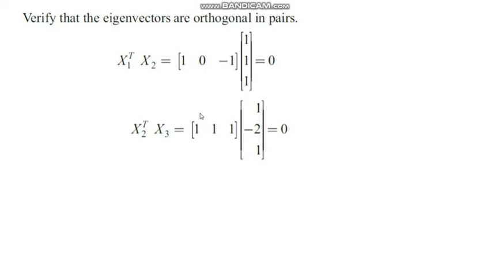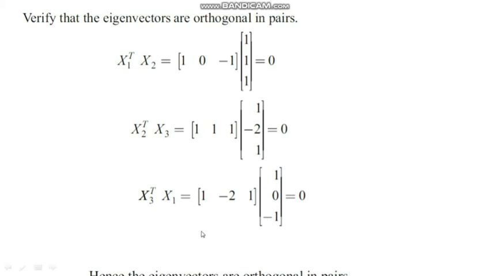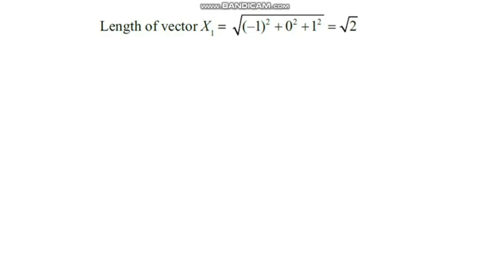Similarly, you can do it for x2 and x3. We get 0 here: 1 minus 2 plus 1 is 0. So x2, x3 are pairwise orthogonal eigenvectors. Similarly for x3 and x1: x3 dot x1 is x3 transpose x1, that is (1, -2, 1) with (-1, 0, 1), which will be 0 here. Therefore, x1 x2, x2 x3, x3 x1 are pairwise orthogonal eigenvectors. We have found that the three eigenvectors are pairwise orthogonal.